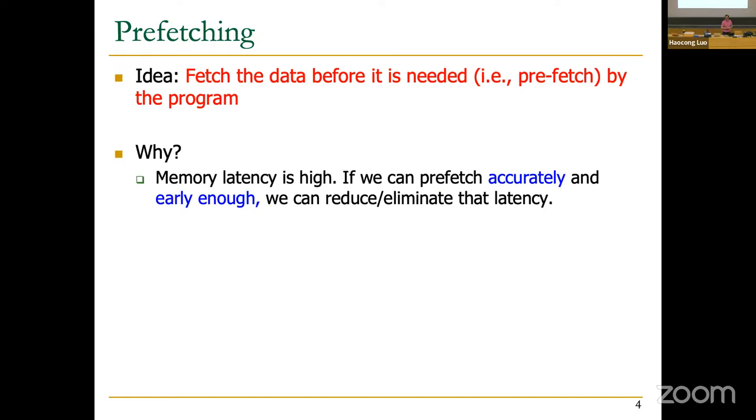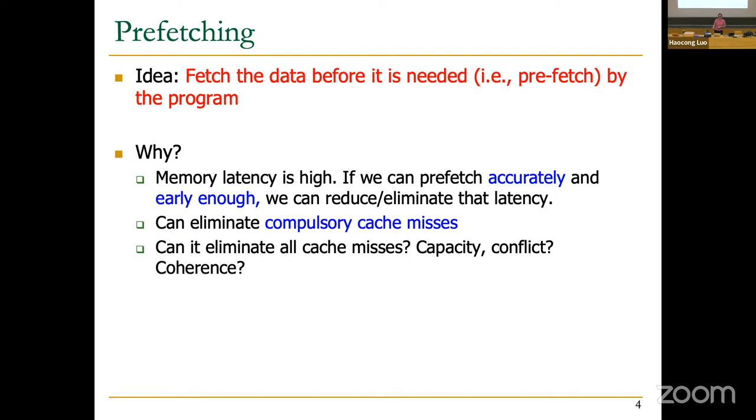Why? Well, clearly, memory latency is high. If we can prefetch accurately and early enough, we can reduce or eliminate that latency, right? So this works together with caching, of course, and it can eliminate compulsory cache misses, for example. We classify the cache misses into compulsory, capacity, and conflict. And this can clearly eliminate compulsory cache misses because it can prefetch data before the processor actually gets to that cache miss. It can actually eliminate all cache misses, capacity misses and conflict misses. If you are able to accurately figure out which address the processor is going to access next, you're going to bring that data earlier into the cache or a prefetch buffer somewhere. And if you do that accurately, it doesn't matter what kind of miss you're going to have, right?